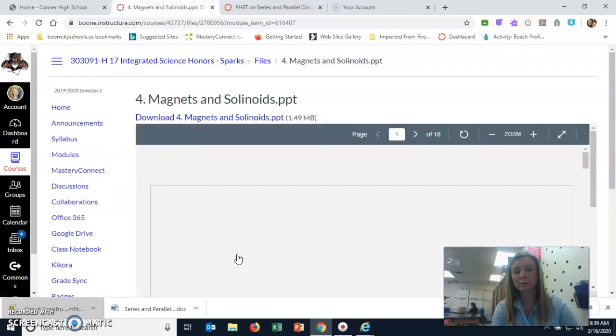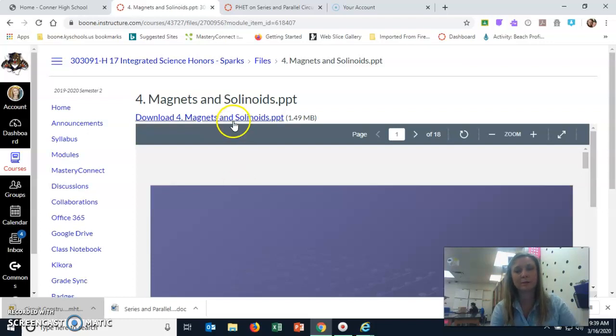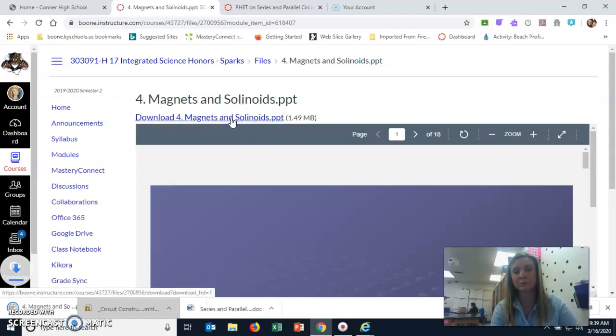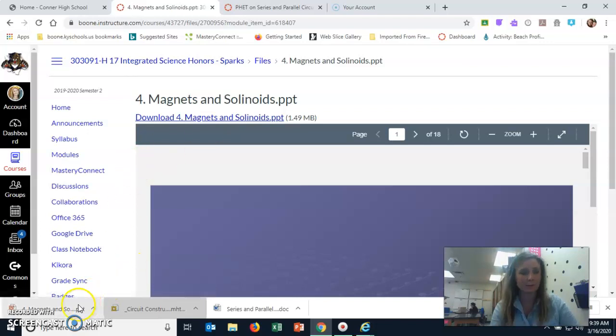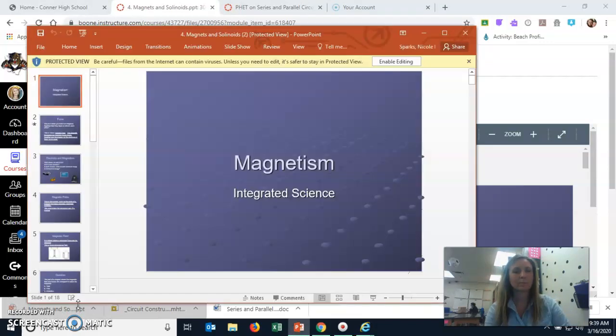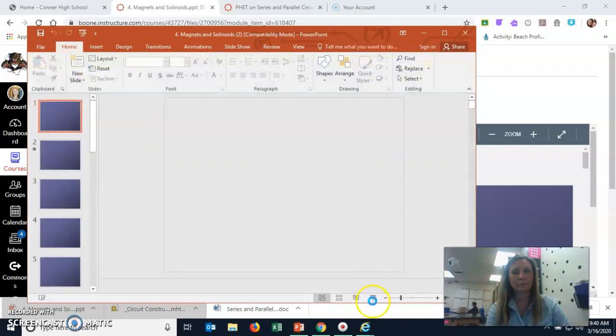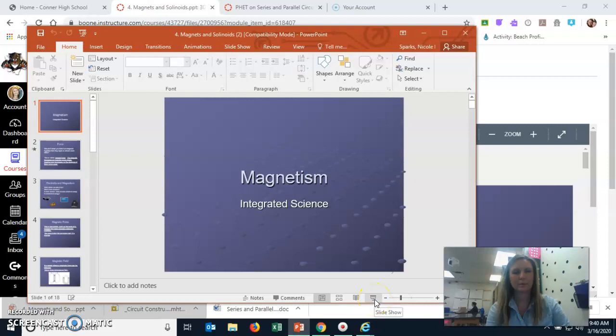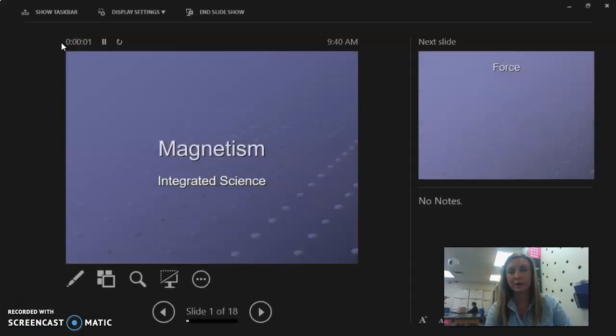Just remember with my notes, anything that is underlined is something that I'd like for you to get down in your notes as well. This will be helpful for when we are looking at getting closer to a test, which for you guys is going to be on Monday. So I'm going to go ahead and open up this PowerPoint. All right, so let's go ahead and get started.